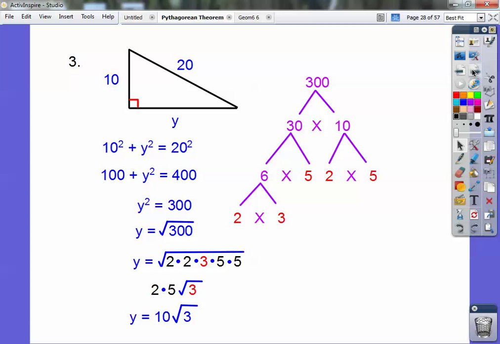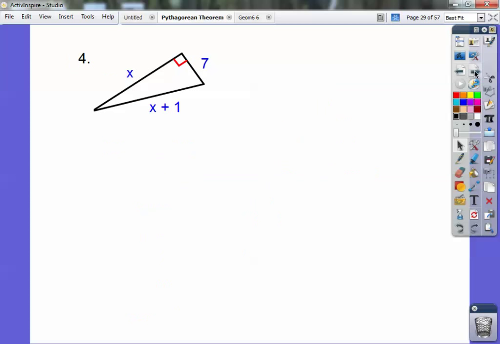Okay, and later on in this chapter, we're going to deal with 30, 60, 90 triangles. This is a 30, 60, 90 triangle, but that's later, you guys. Don't worry about that. Right now, we're just looking for x.